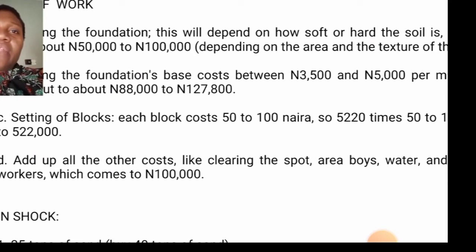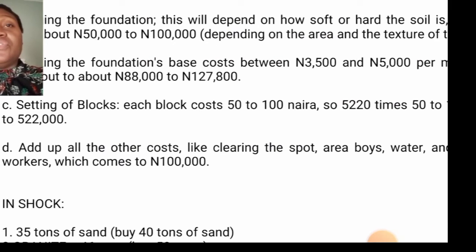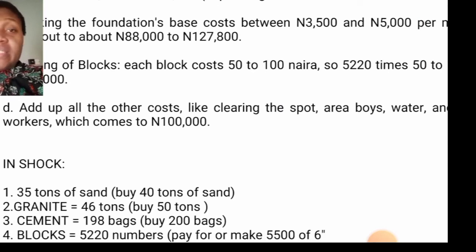Another thing is to add up all the other costs like clearing the place, the area boys. Yeah, you have to settle them. The water, if there is no source of water in your place, the scaffold, all that. You should just put aside 100,000 for it. It might be more, depending.